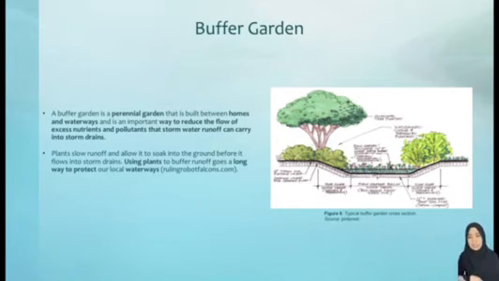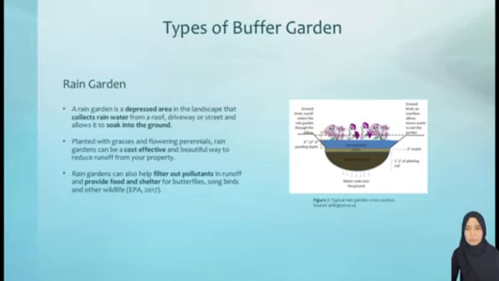Okay, this figure shows the typical buffer garden cross-section. There are two types of buffer garden. The first one is the rain garden and the second one is the bioswale. The first one is a depressed area in the landscape that collects rainwater from a roof, driveway or street and allows it to soak into the ground.